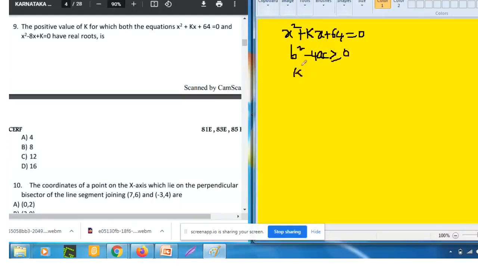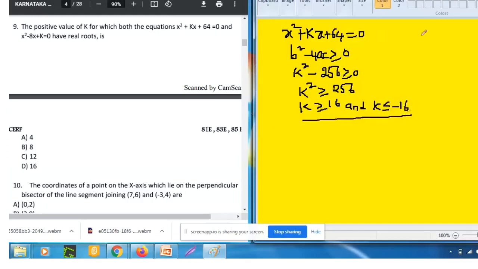And we will get k square minus 256, because 4 times 1 times 64 is 256. So obviously k square is greater than or equal to 256. So k will be greater than or equal to 16. And also k will be less than or equal to minus 16. So we will get k value here for first equation. Moving to the second equation, is x square minus 8x plus k is equal to 0.